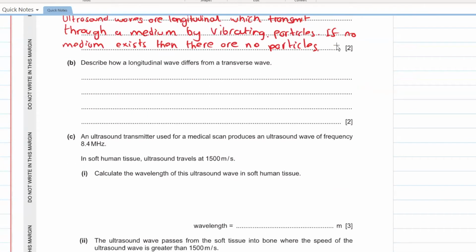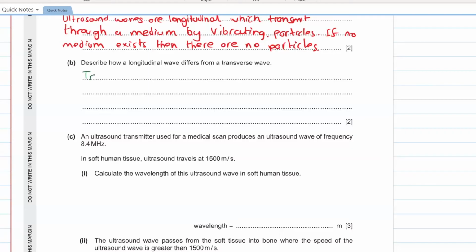Geniuses, please answer this. Everyone write your answer in the chat. How a longitudinal wave differs from a transverse wave. Who will tell me the answer here? Anyone who has studied, even a little, should know it. Okay, if you don't remember the definitions, let me bring in the definitions here. Let me write it.